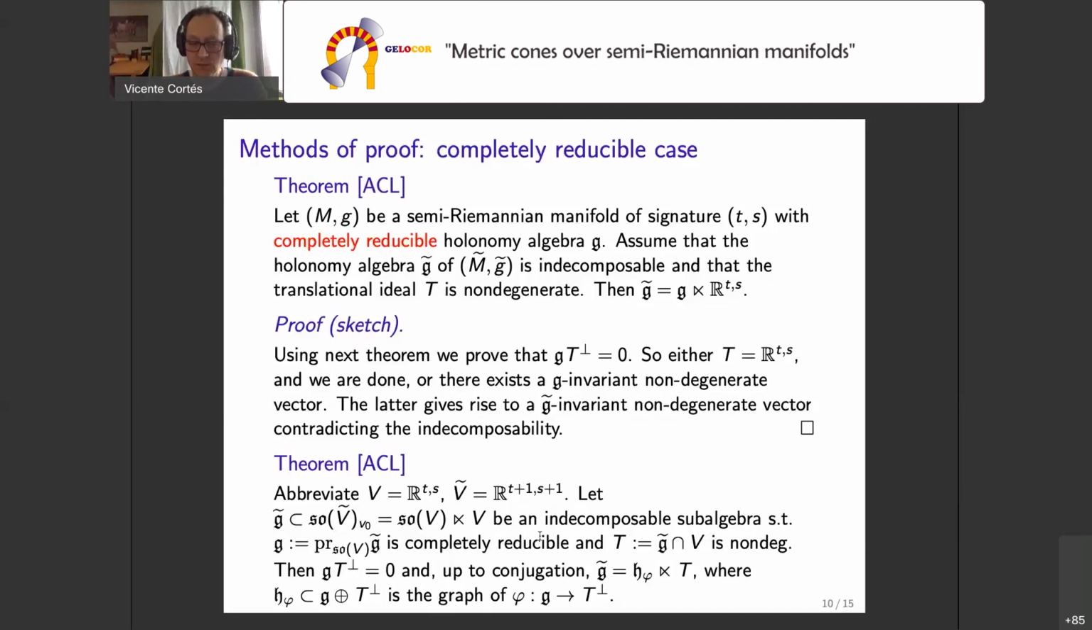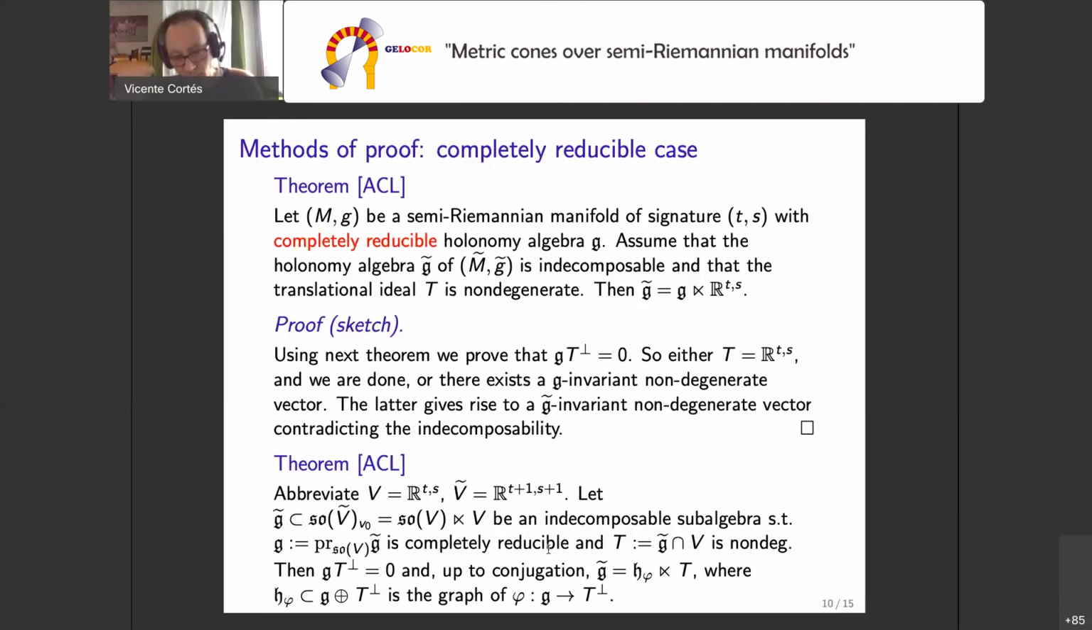Then under these assumptions, now in this abstract setting, without stating that these are holonomy algebras, so this is just a statement about indecomposable linear algebras, we prove that G T perp is 0. So this is exactly this claim here.